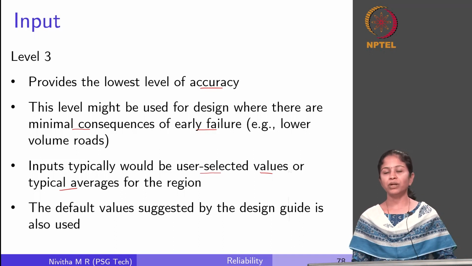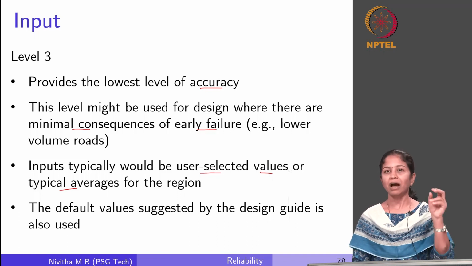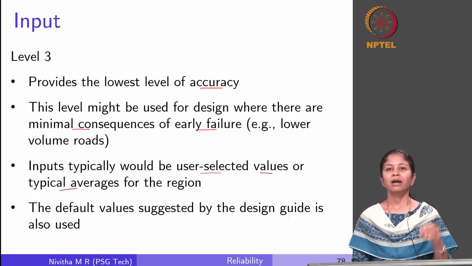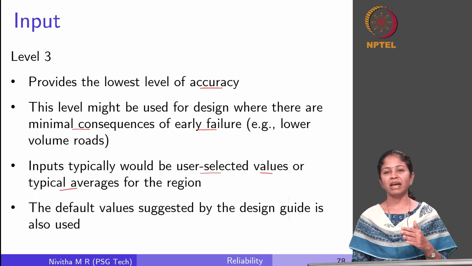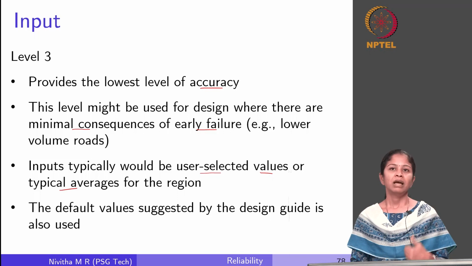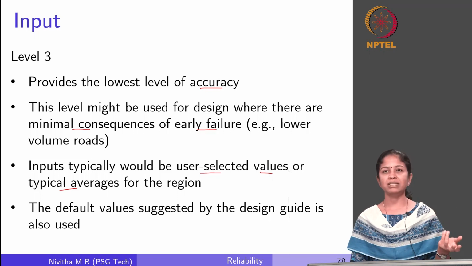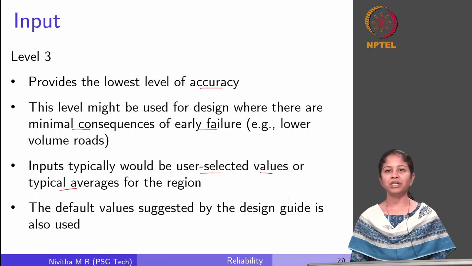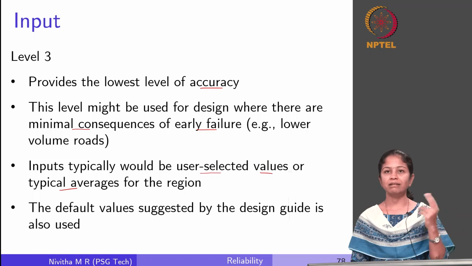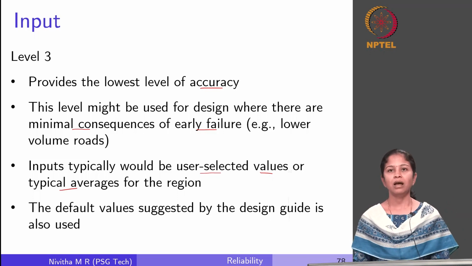So, whenever we do a design using this MEPDG procedure, it asks for the level of input, right. So, for every parameter I have to specify whether I am using a level 1, level 2 or level 3 input. This level of inputs can be different for different parameters. Say for example, for material properties I can do a level 1, for traffic I can do a level 2. So, all these combinations are possible. Even for materials, for one layer I can give level 1, another layer I can use level 2. So, this is possible.